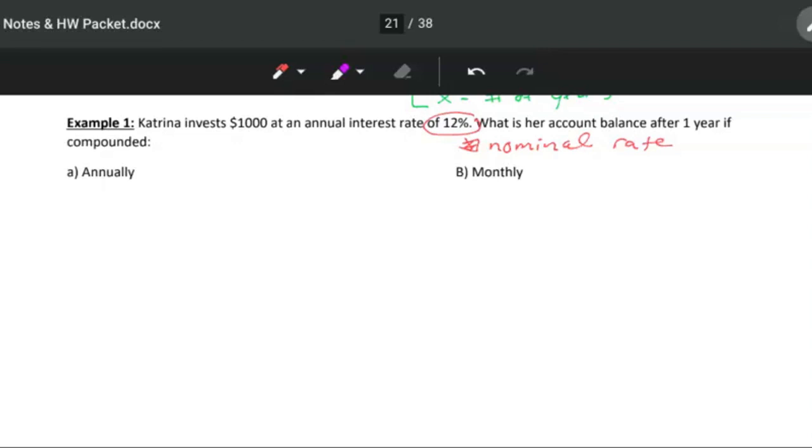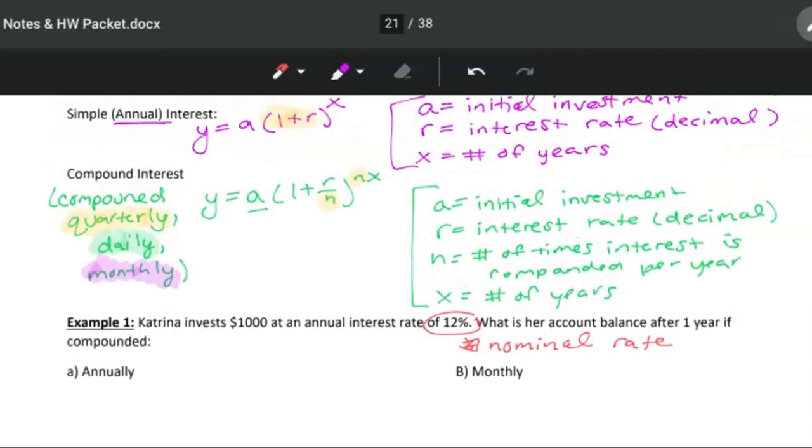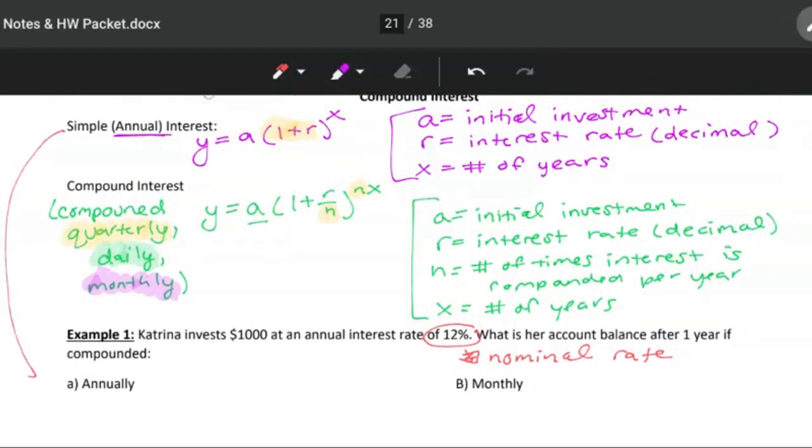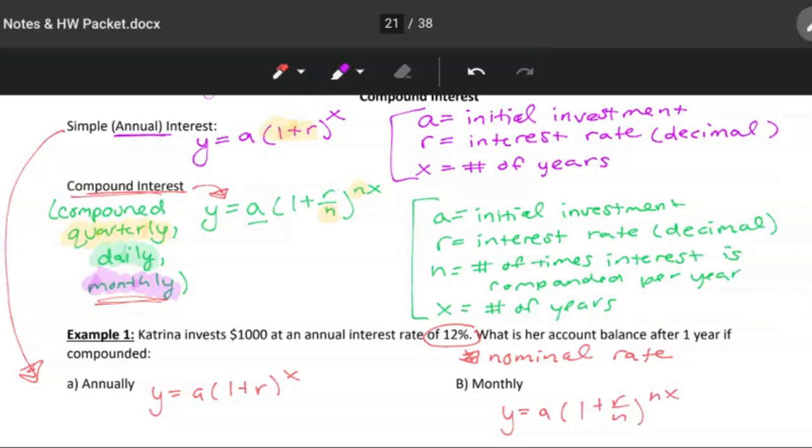If you're comparing banks and they're both giving you an interest rate of 12%, but at one of the banks you're getting 12% annually, once a year, and at another bank you're getting 12% monthly, you need to know which one is the better option. So the first one is compounded annually. That's going to be our simple interest formula, or annual interest formula, y equals a times 1 plus r to the x power. The second one is compounded monthly, so monthly is our compound interest formula, this one: y equals a times 1 plus r over n to the nx power.